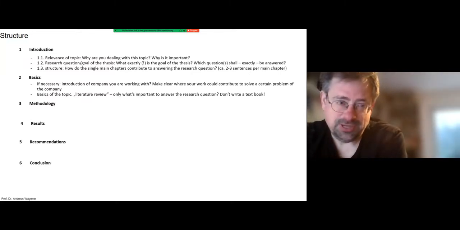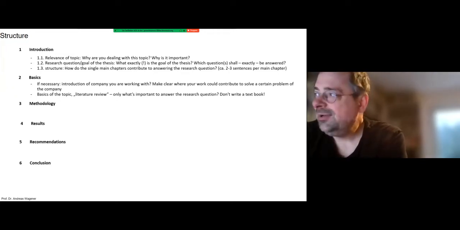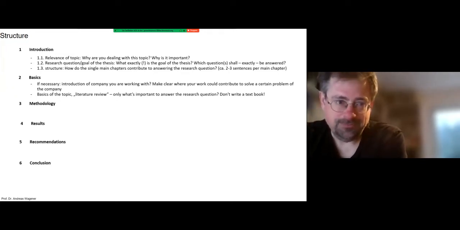So please concentrate, focus on that. That's really important to answering the research question, and leave out all the rest. Because how many pages do you want to write? Focus on the important part. What really matters for answering your research question.